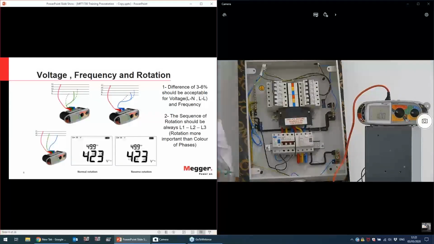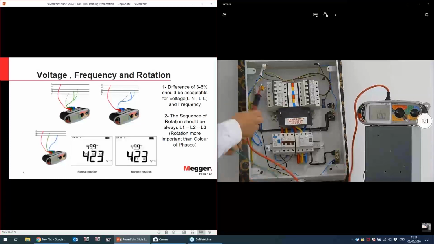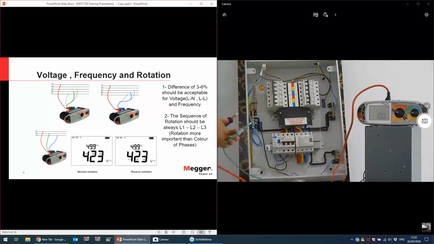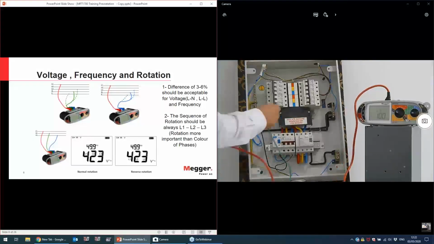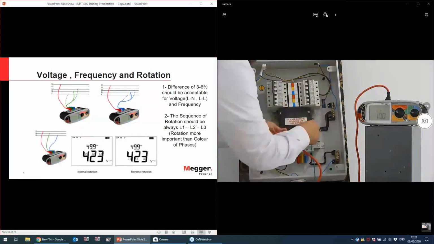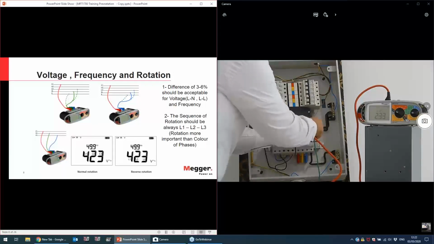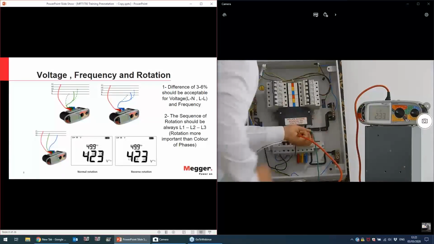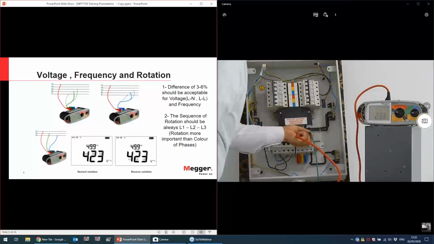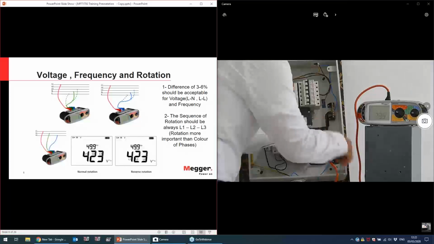So I'll do a measurement between the line and the neutral. If you have line to line, you can check the voltage as well. It should be 400 volt for line to line and 230 for line to neutral. So it's showing me here 230 volt. Sorry, this is not the neutral.